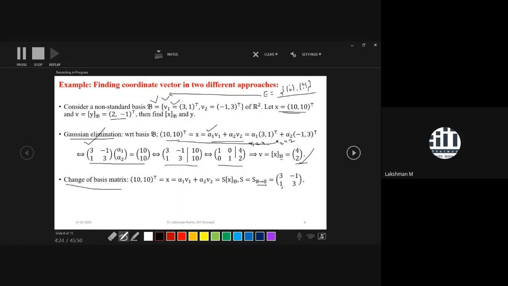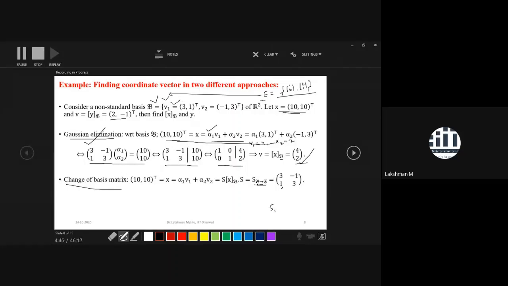It is very simple to find the change of basis matrix with respect to B to E. E is the standard basis. Similarly, what would be the change of basis matrix from E to B? That would be the inverse of this one. Why is it very easy to find the change of basis matrix from a non-standard basis to a standard basis?